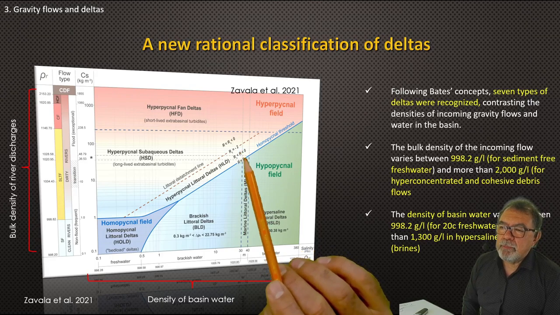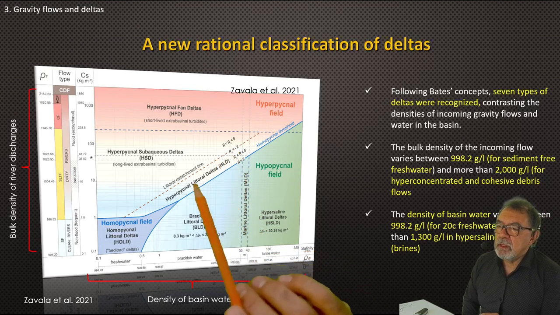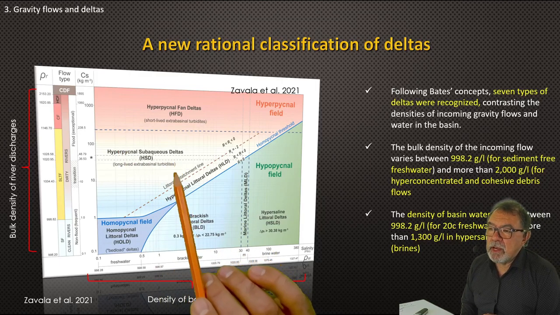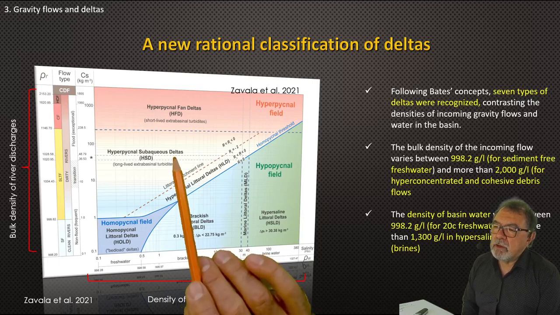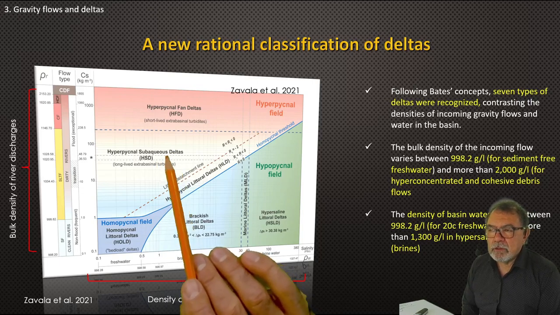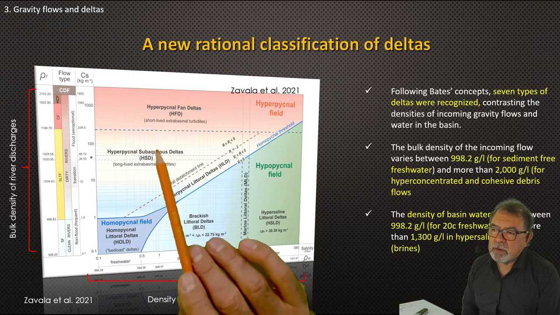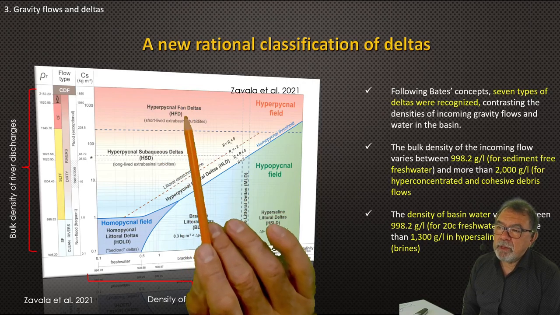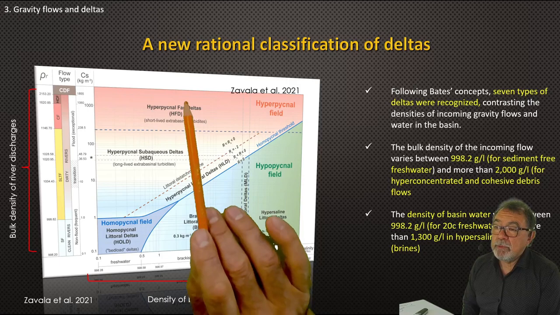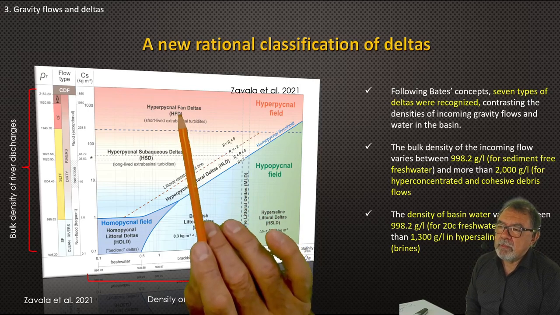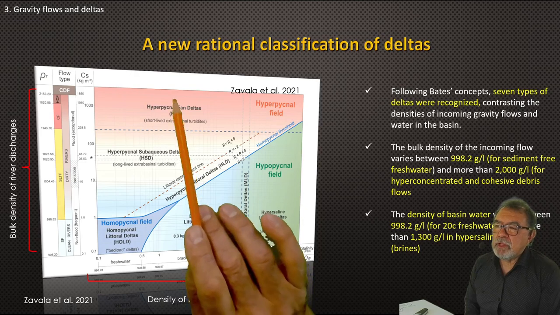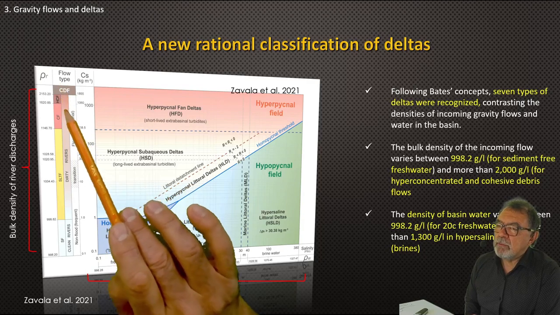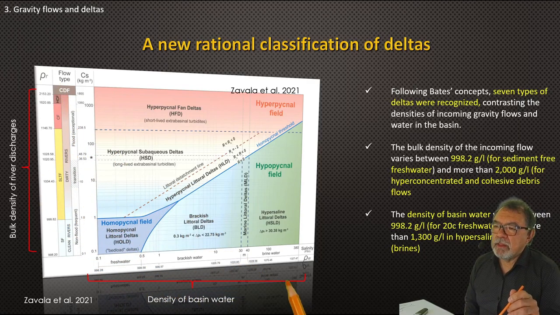This is a poorly known kind of delta. Hyperpycnal subaqueous deltas are very common in lakes and also in marine settings. A lot of deposits in many basins are related to this kind of delta. And also these hyperpycnal fan deltas, but they are much more limited, because to form this kind of delta you need inertia dominated flows, which are much more common in high gradient settings.